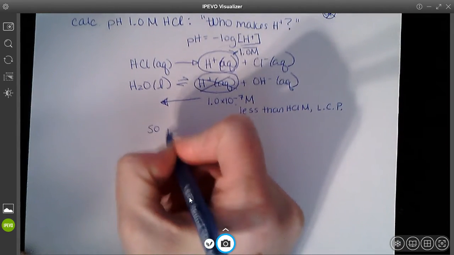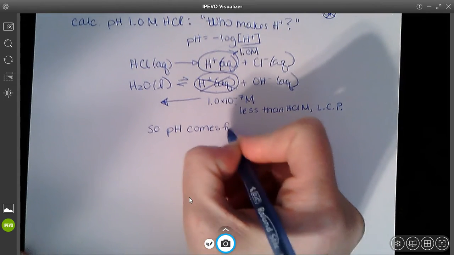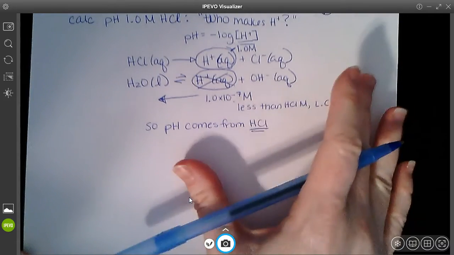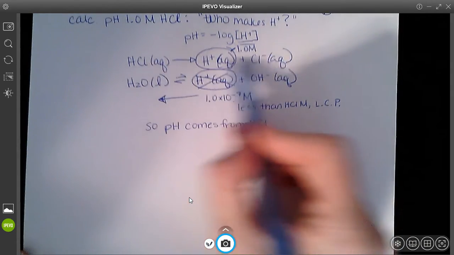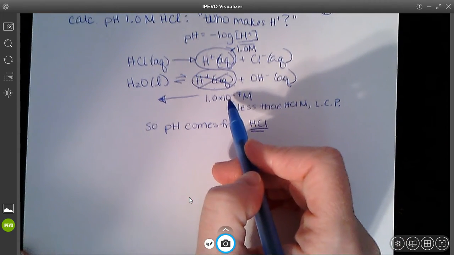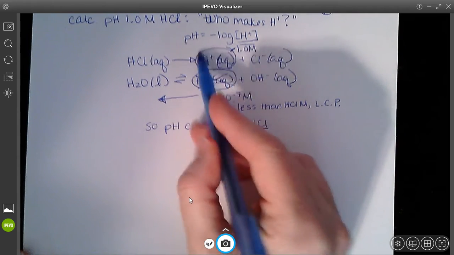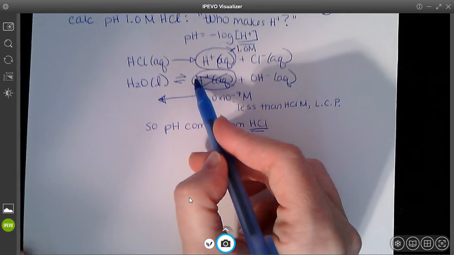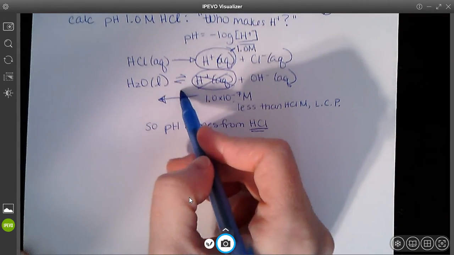So our pH in this one is going to come from HCl. It's because the concentration of H plus is so much higher in our HCl equation than it is from our water dissociation equation. Since I have so much H plus there relative to this, this is my source of H plus. This ends up just acting, in Le Chatelier's principle, pushing backwards towards water, and not really being a factor.